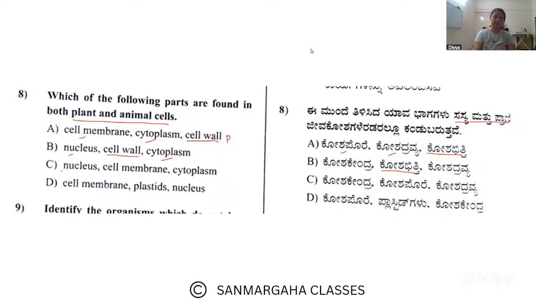Next, coming to nucleus. Next option, nucleus, yes, nucleus is present in both plant and animal cell. Then cell membrane, yes, cell membrane is also present in both plant and animal cell. Then cytoplasm is also present in both plant and animal cell.